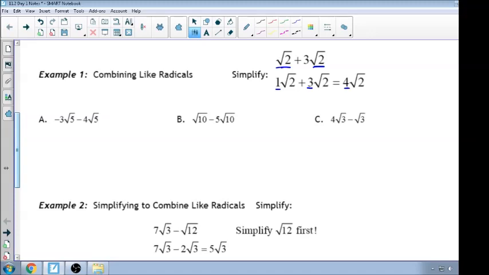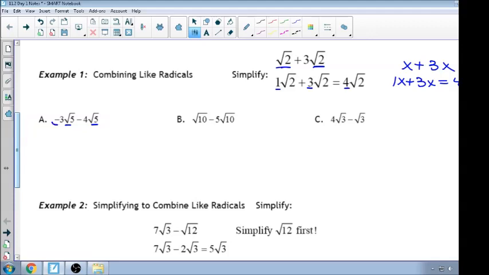This is no different than if I had x plus 3x. Well, x plus 3x we know is 1x plus 3x, which equals 4x. You can treat radicals that are exactly the same just like variables. Okay, so let's go ahead and look at A. Are our radicals the same? Well, the square root of 5 is the same as the square root of 5.